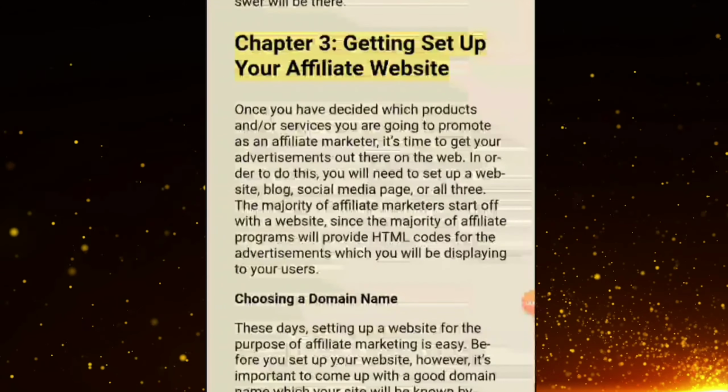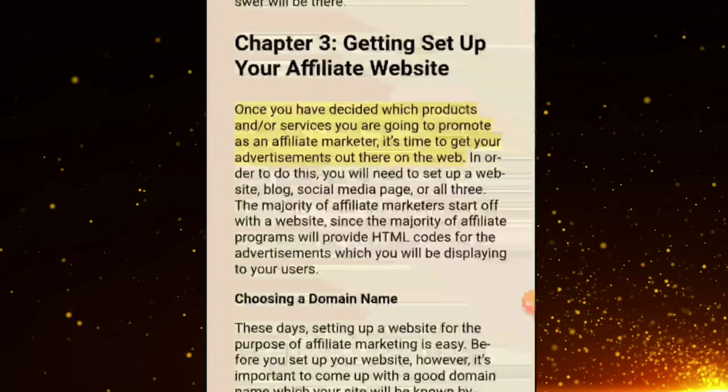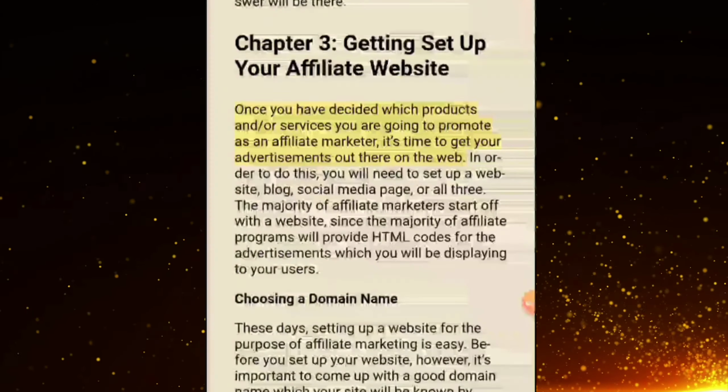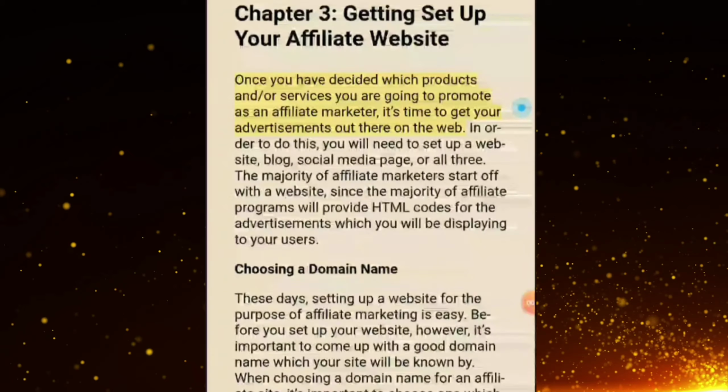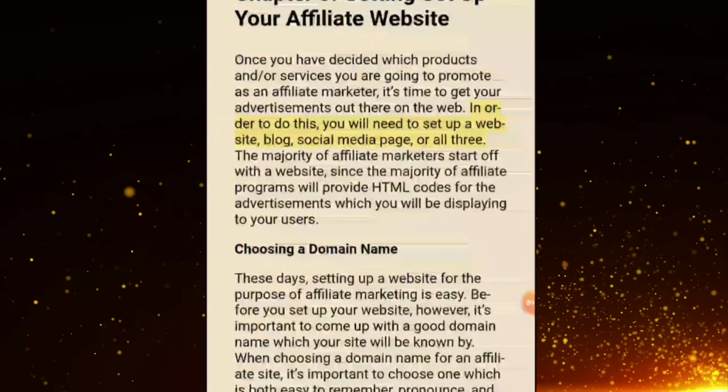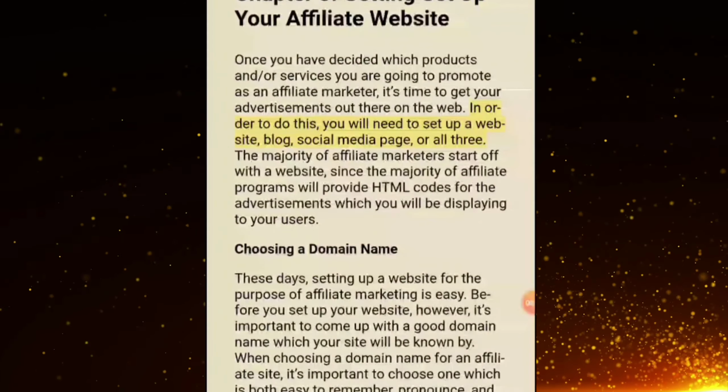Chapter 3. Getting set up your affiliate website. Once you have decided which products and/or services you are going to promote as an affiliate marketer, it's time to get your advertisements out there on the web. In order to do this, you will need to set up a website, blog, social media page, or all three.